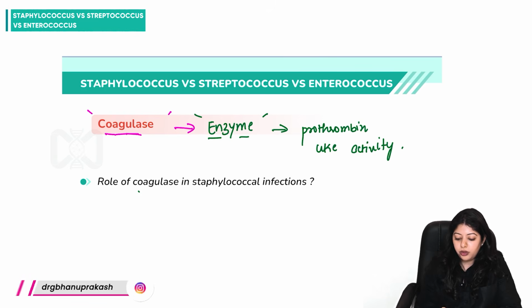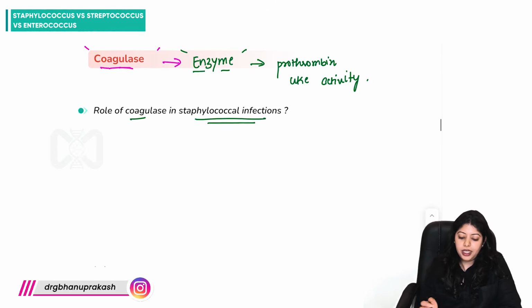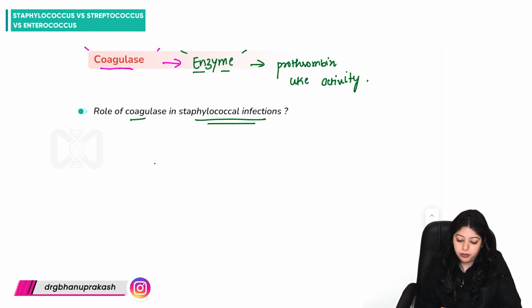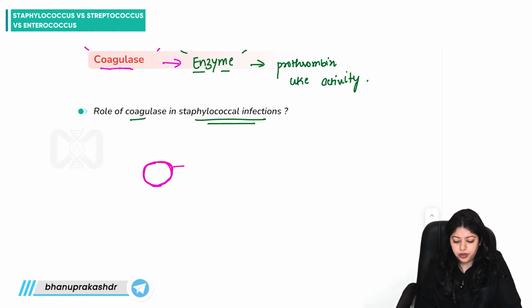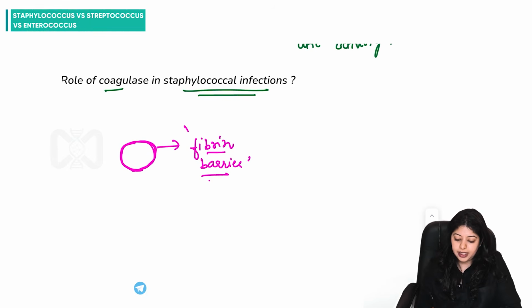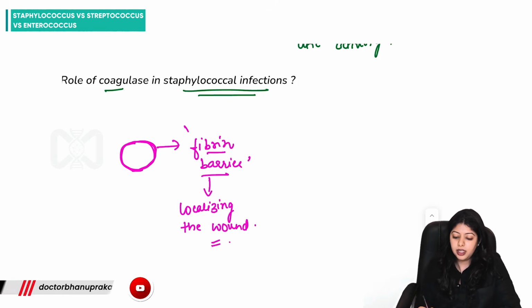So what is the major role of this particular enzyme in staphylococcal infection? This coagulase forms a fibrin barrier. Suppose there's some form of infection, so it forms a boundary, a fibrin barrier around the infection. Now this fibrin barrier is going to help in localizing the wound. And what kind of wounds are usually associated with staphylococcal infections?